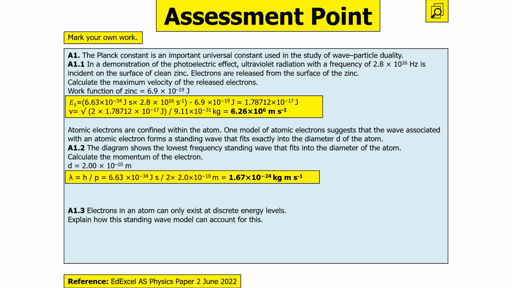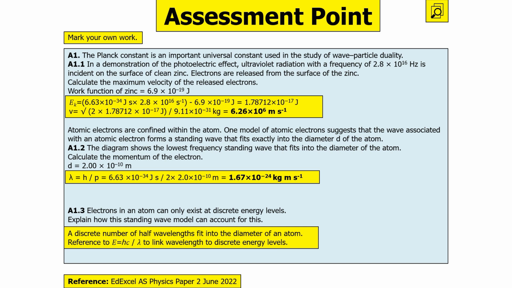Now in this last one, how can the standing wave model account for this? Well, we know that a standing wave can only occur in discrete numbers. It can only occur when you've got half wavelengths. So a discrete number of half wavelengths fit into the diameter of the atom, and they link to the energy levels, and that's why you get discrete energy levels. Standing waves can only occur at particular frequencies called harmonics, so they will then convert into the different standing wave values.